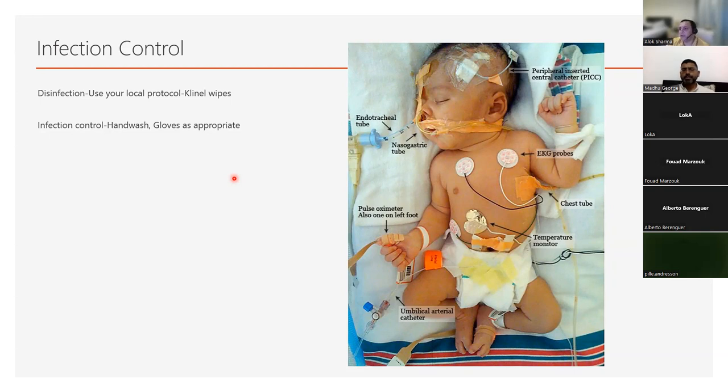For infection control in our setup, if I'm using a scanner and I've handled a baby, not only will I clean my ultrasound machine and the probe, I will hand wash and I will use gloves as appropriate if there's exposure to body fluids, if there's any blood or anything out there. So local protocol could be clinel wipes. Some of you may have crystal wipes that you're using, which are specifically designed for ultrasound machines. They're quite expensive, but our setup, clinel is more than sufficient.